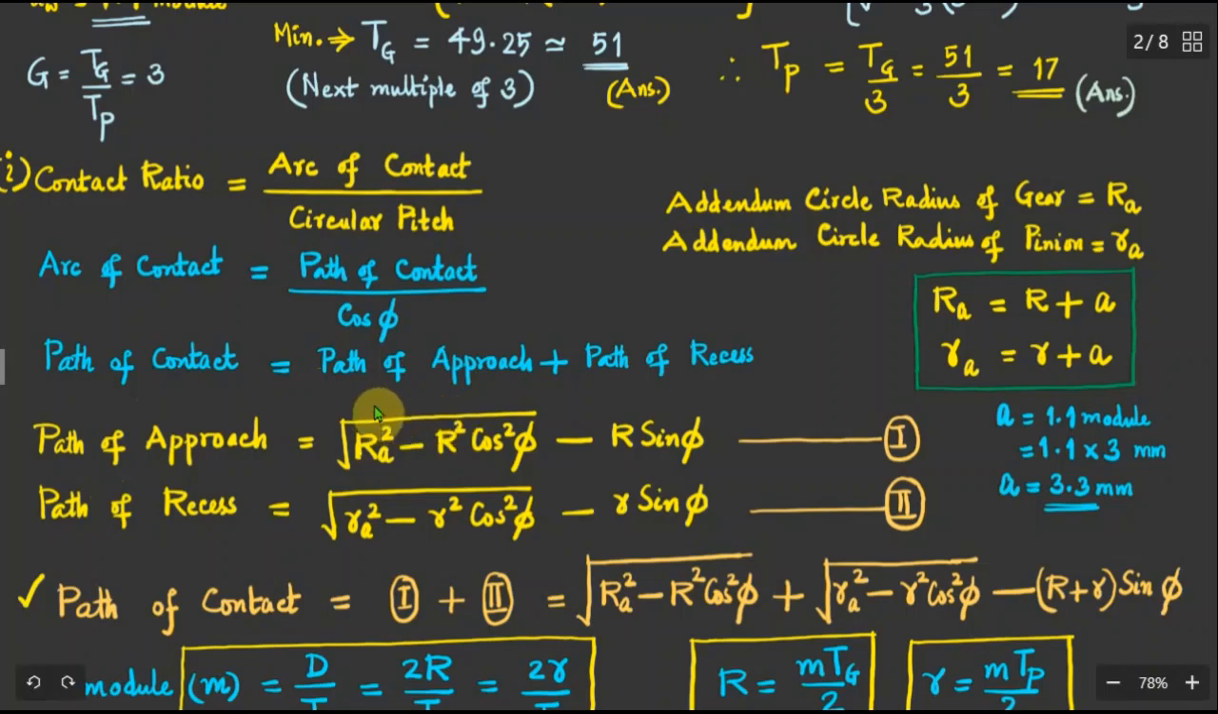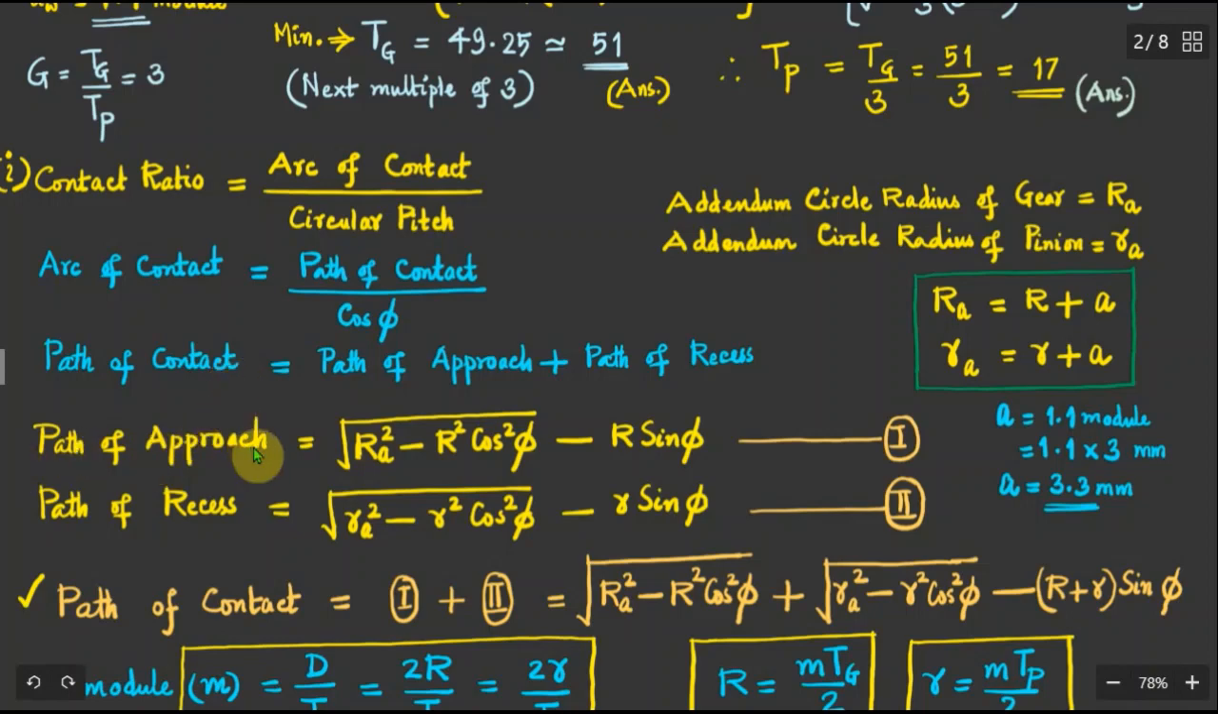So from the beginning of tooth engagement up to the pitch point is known as path of approach. The path along which the gear teeth slide from the pitch point to the remaining part, that is up to the point of tooth disengagement, is called path of recess. And path of approach plus path of recess is equal to path of contact. It's a straight line distance.